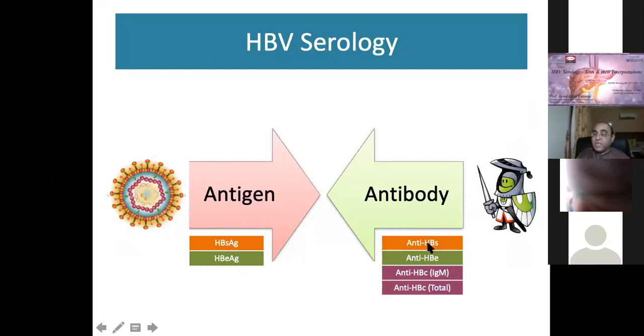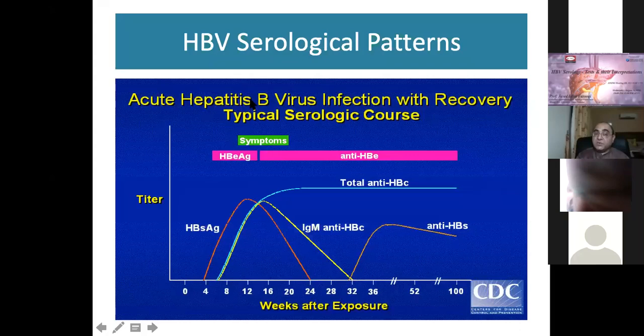Coming to the HBV serology, we have two antigens, HBs antigen and HBe antigen, and we have three types of antibodies: antibodies against HBs, antibodies against HBe antigen, and then core antibodies, IgM and total. This is acute hepatitis B viral infection with recovery: HBs antigen is cleared by anti-HBs, and the IgM antibodies appear first, then followed by the core antibodies. The E antigen, which is positive in the initial phase, becomes seroconverted, and anti-HBe appears.